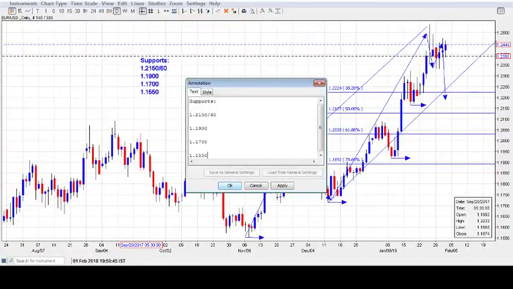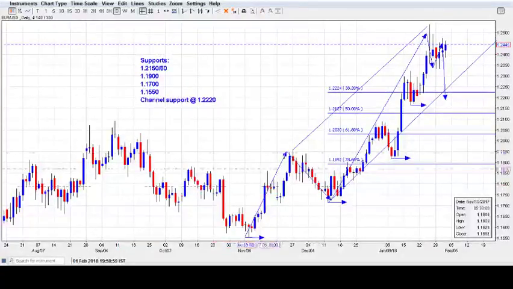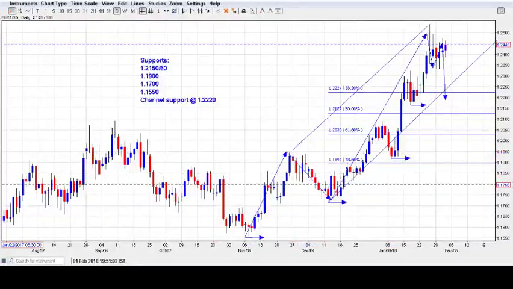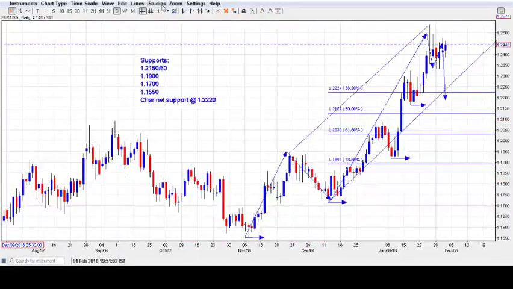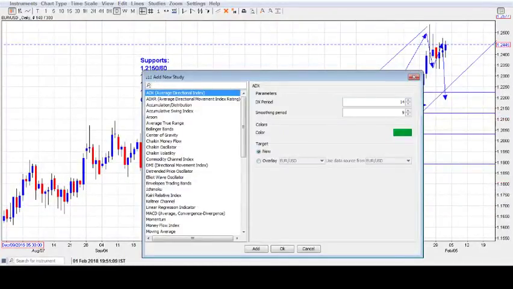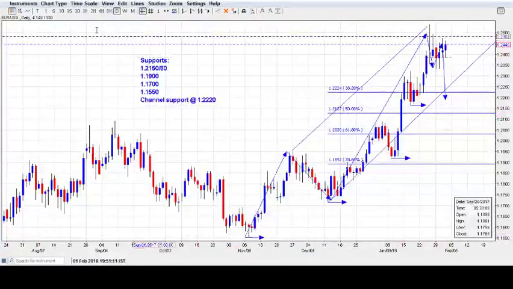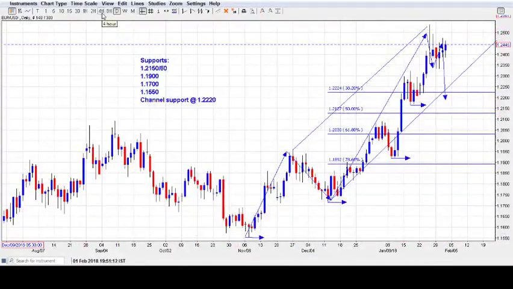We also want to write down the channel support coming around 1.2220. All right. You might want to also do the studies, but I think it's not required for now. Let's go back to the 4-hour chart now.